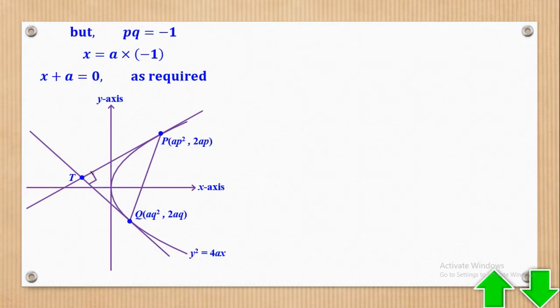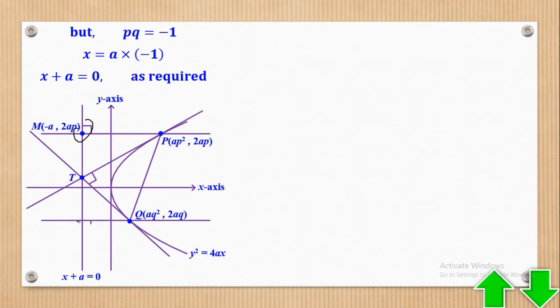Now they've told us that they want you to show that this one is equal to 90 degrees. That is PTQ. And also the perpendiculars through P to meet this line x plus a equal to 0 meets at M, so that will be point M, and also the perpendicular through Q meets at N, therefore that N will be that.